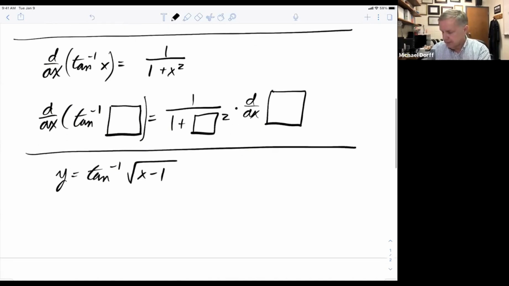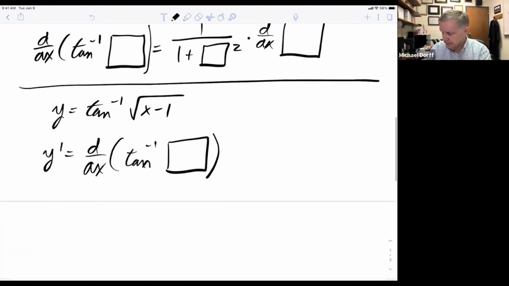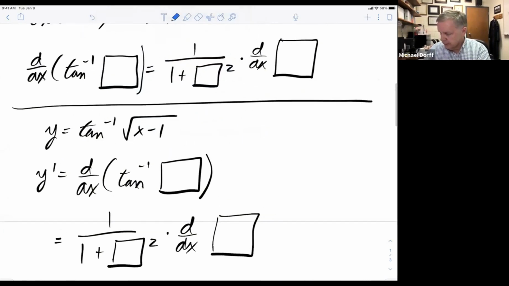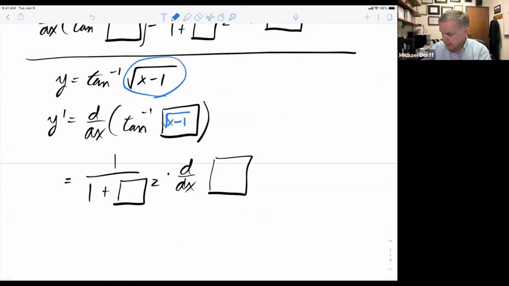So in this particular problem where I have y equals the inverse tangent of the square root of x minus 1, if I take the derivative, y prime is going to equal the derivative of that inverse tangent, and we're going to put a box there. And what's that going to equal? Well, that's going to equal 1 over 1 plus that box squared times the derivative of that box. Then what goes in the box? Well, what goes in the box is the square root of x minus 1, because that's what we have right here. So I'm going to get the square root of x minus 1 in both places.